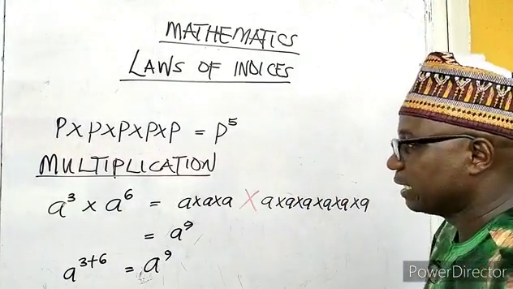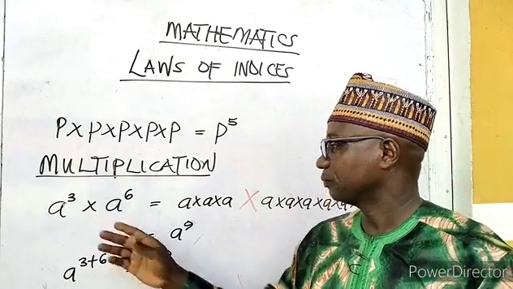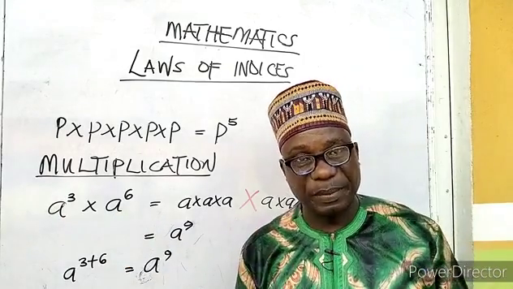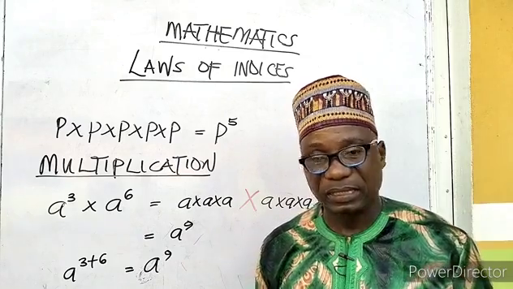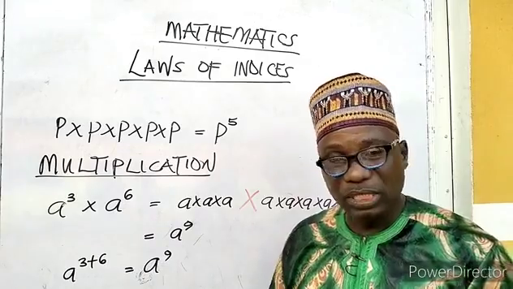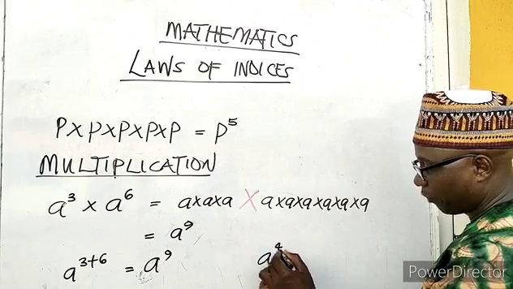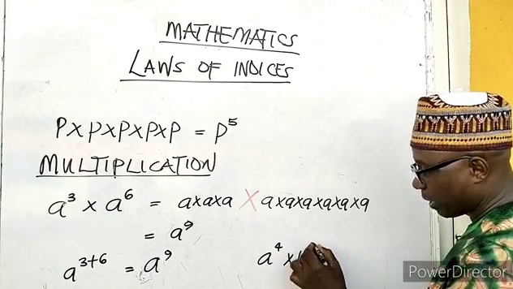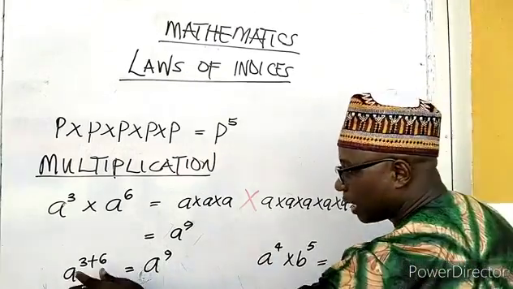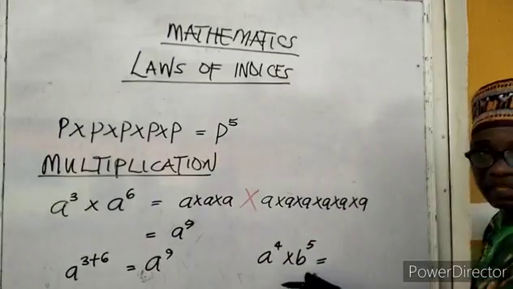So, in other words, if they give you numbers having the same base, they may have the same power or different powers, but they need the same base. Let me apply the law. For example, A raised to the power of 4 times B raised to the power of 5. This law cannot be used because the bases are not the same.